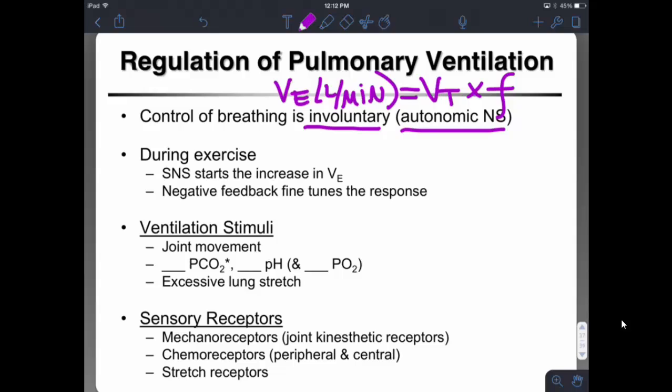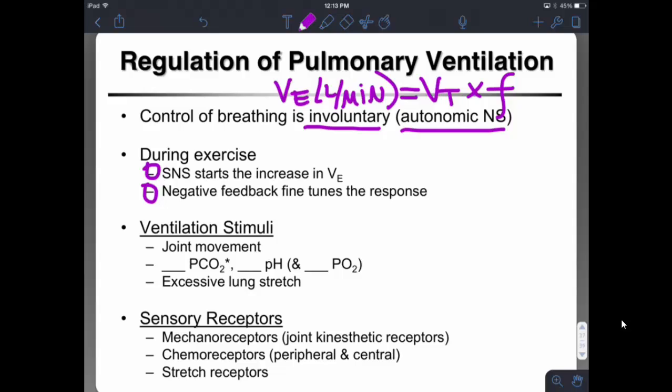Okay, so for one, the first thing that happens when you start to exercise is you get an SNS drive. You've got increased SNS action potentials going out, and this SNS drive, among other things, is going to cause an increase in ventilation rate. The second thing that kicks in is negative feedback, okay? Because when you exercise, if you exercise at low intensity, you need a little increase. Moderate intensity, you need a bigger increase. And higher intensity exercise, you need a greater increase in ventilation. And so the way the body matches the need for ventilation to the demand for ventilation is through negative feedback.